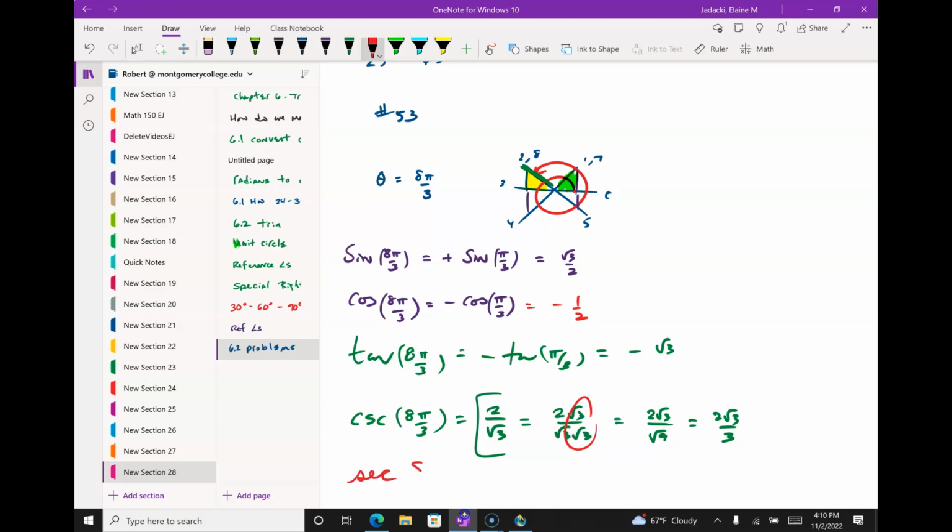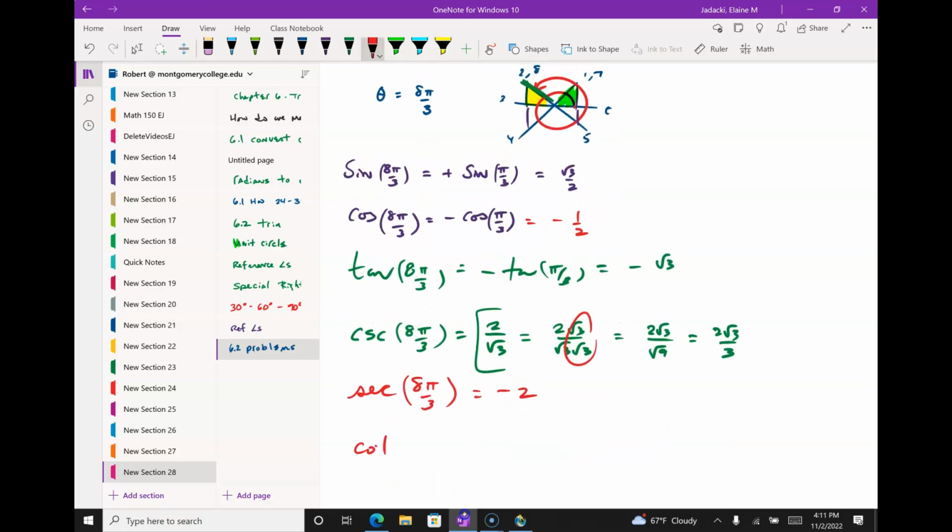What about the secant of 8 pi over 3? Well, that's just the ratio of cosine upside down, right? The reciprocal of cosine, so it's just -2, right? And then the cotangent of 8 pi over 3. That's the reciprocal of the tangent. So -1 over square root of 3. And again, I'm going to rationalize with rad 3 over rad 3, which is negative rad 3 over square root of 9, which is minus rad 3 over 3.